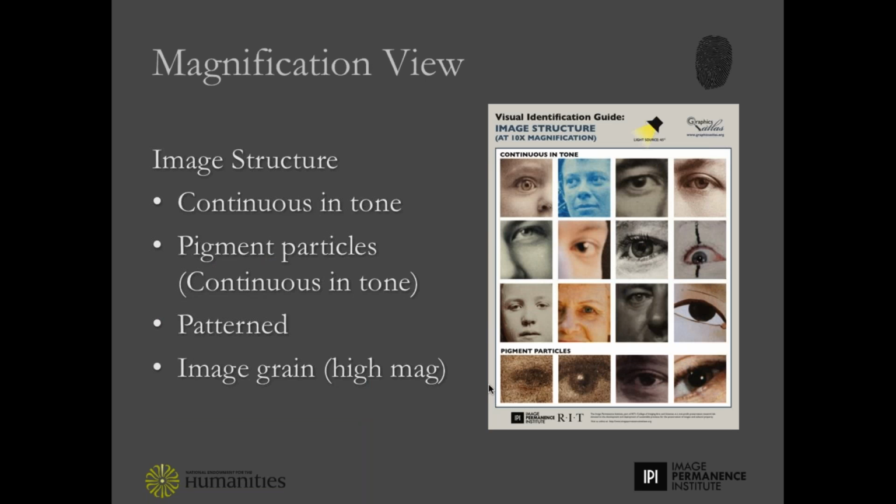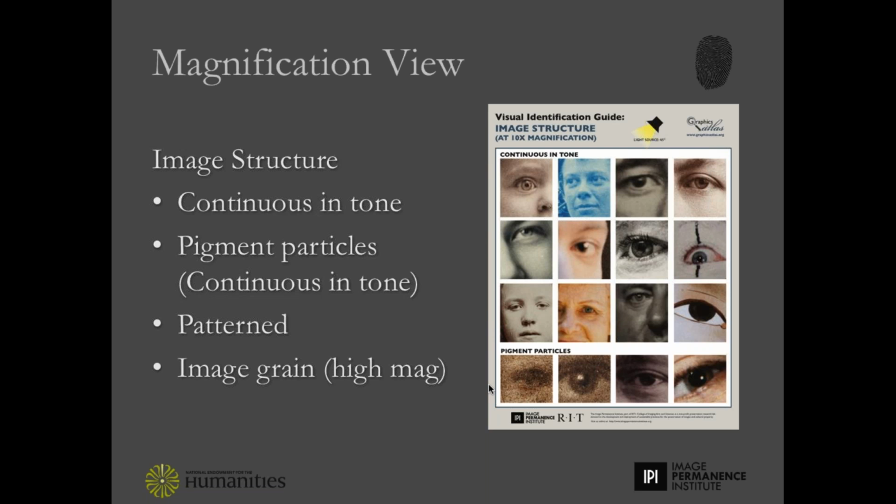What you're looking for with these tools and light in this lighting angle is the image structure. The image may appear continuous in tone. You may also see pigment particles, or the image may have a distinctive pattern to it. With higher magnification of 50x, the image grain may be visible, particularly in dye-based colored photographs. This may take some practice.